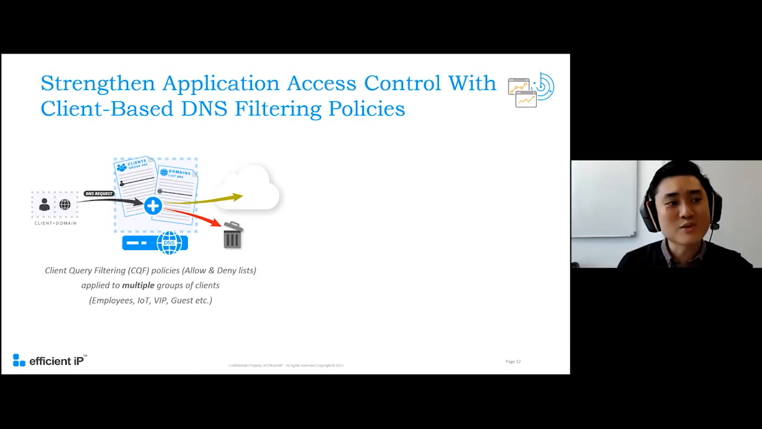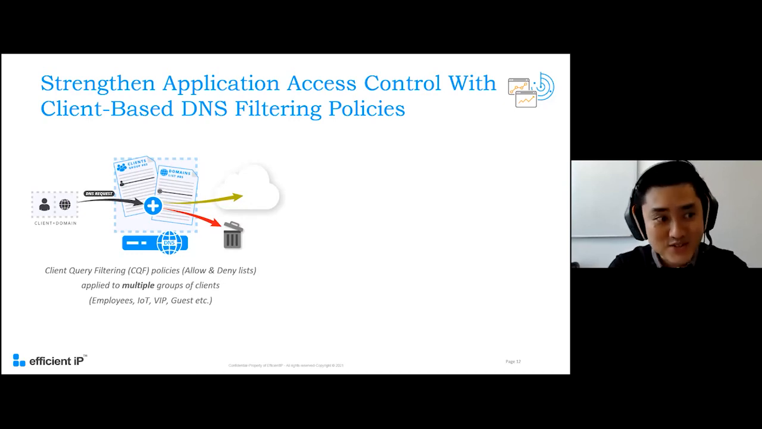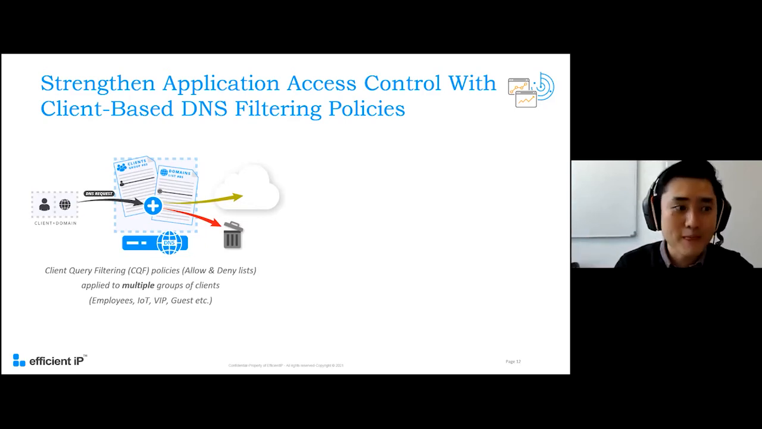This is how the solution works. First, we create a group of clients. Next, we create a list of domains, which can either be whitelisted or blacklisted. And thirdly, we apply the filtering policies of domains to the client groups. So if a client group is mapped to a forbidden domain, the request will be blocked.